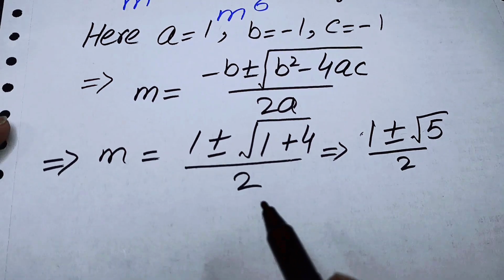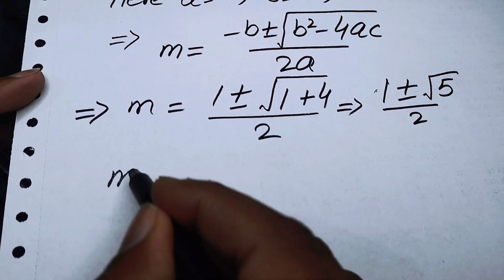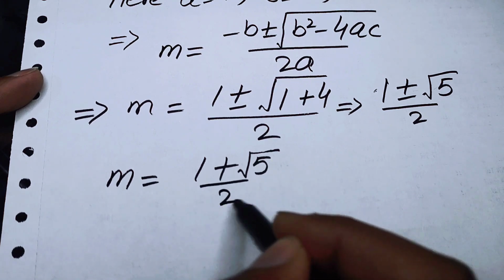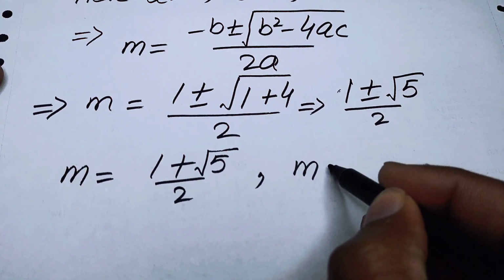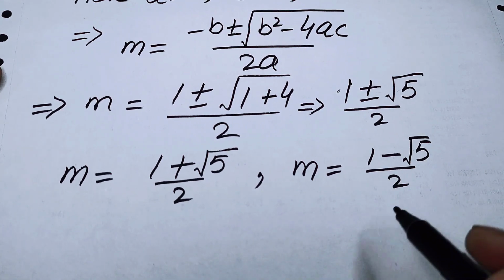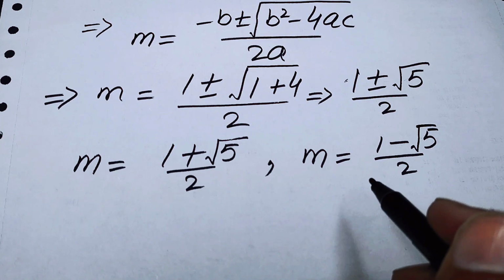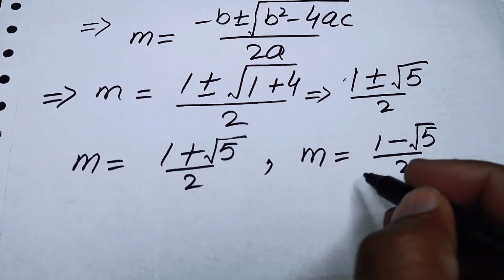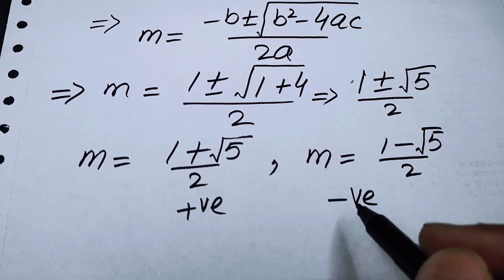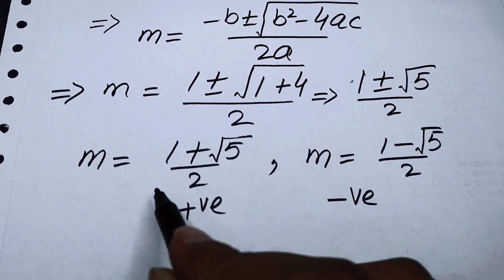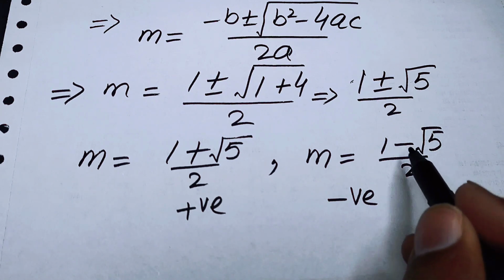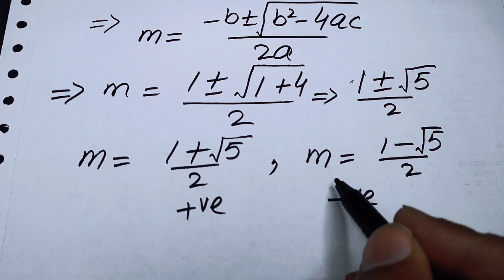So here we have two cases. First I will take m is equal to 1 plus square root 5 over 2, and the other case is m is equal to 1 minus square root 5 over 2. Here you can clearly see that this expression is positive and this one is negative. When we evaluate the square root of 5 and simplify this expression, we get that this m is negative.